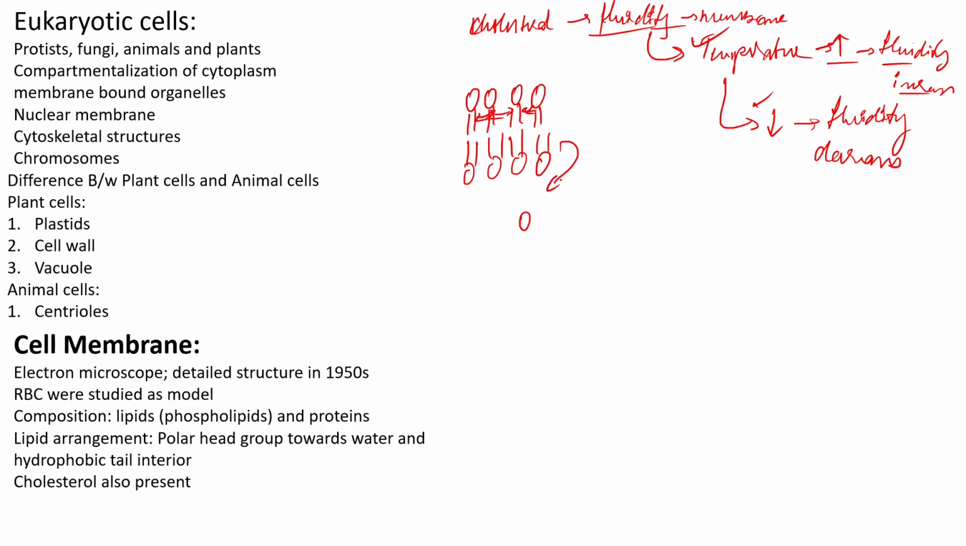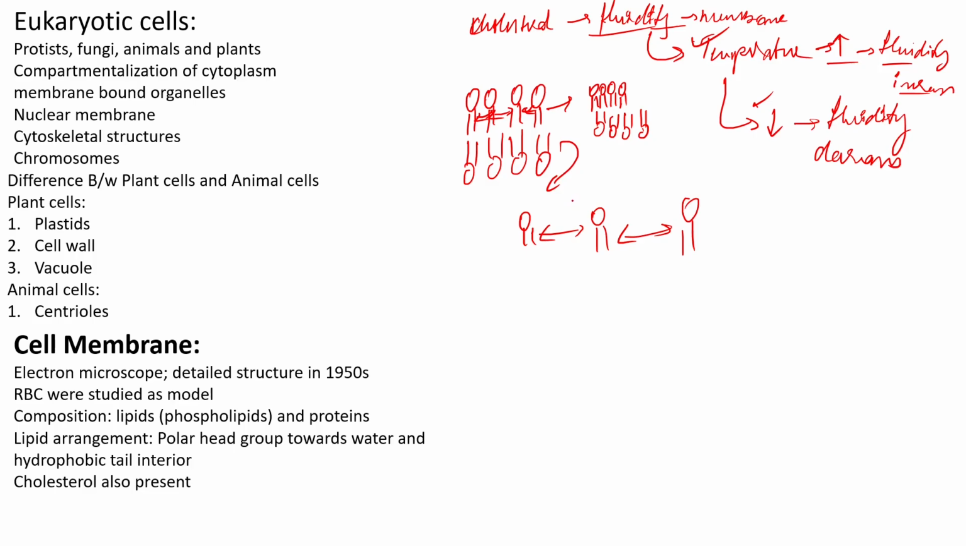We can draw it over here. This will be one molecule, this will be one more molecule, this will be a third molecule. So the distance between the molecules has increased. This is called more fluid. However, if the distance between the two molecules is decreased, then obviously the fluidity has decreased. But if the distance between the two phospholipid molecules has increased, it means that the fluidity has also increased.